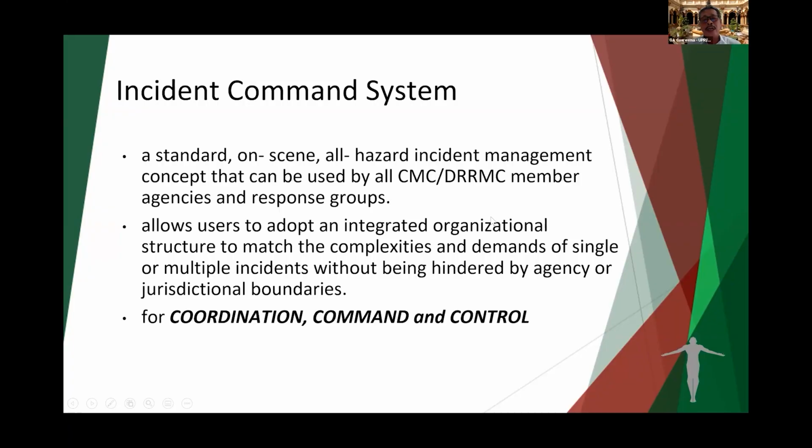Now, some incidents may happen locally. However, some incidents may involve agencies outside the university or even outside our jurisdictional boundaries. And we can use the ICS for coordination, command, and control of all the response groups. I'll talk about the three C's later on.